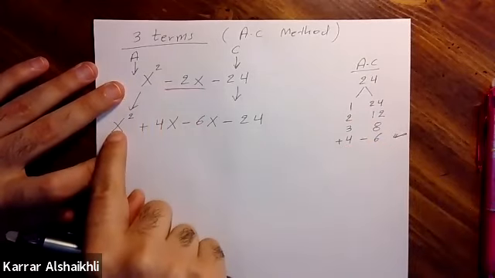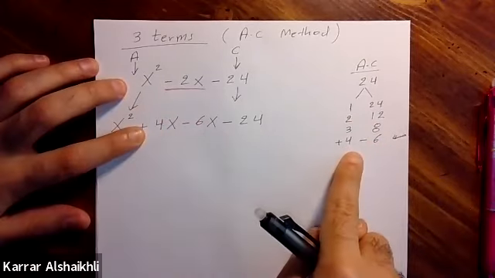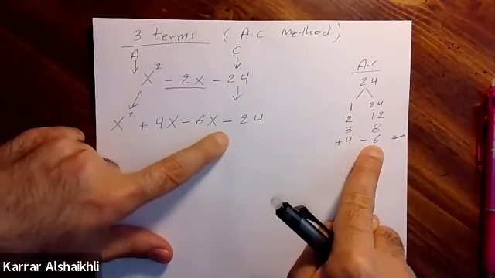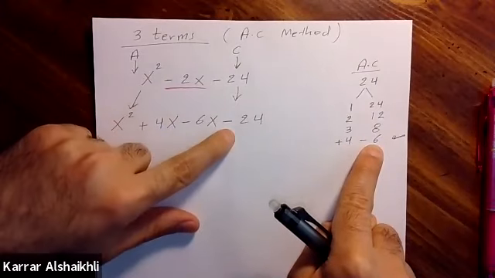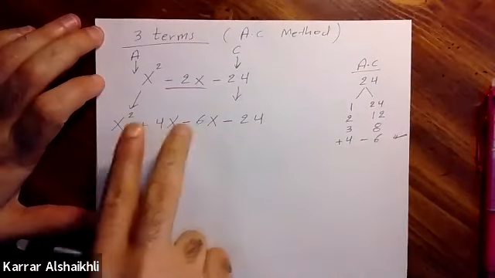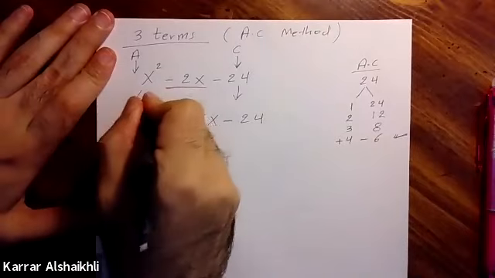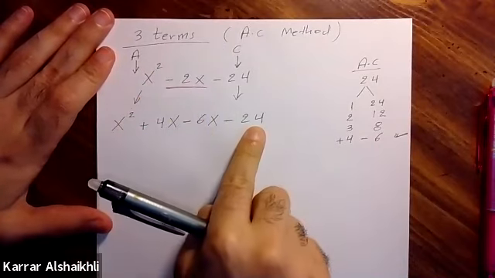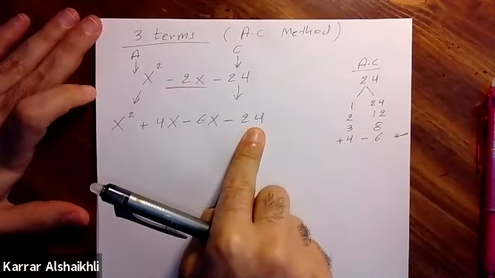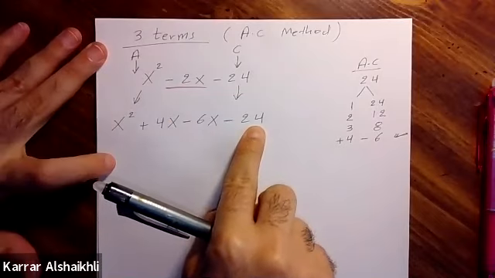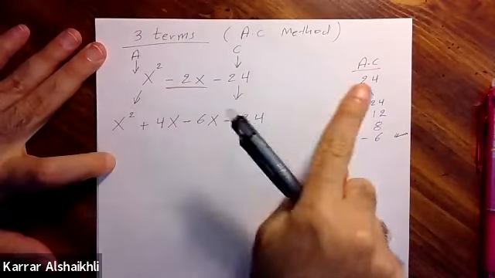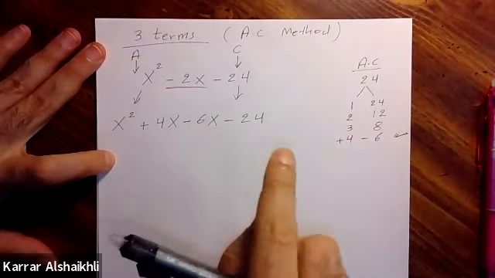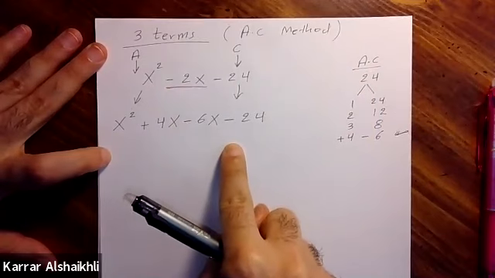So I'm going to write down the x squared plus 4x minus 6x minus 24. Now, how many terms do we have here? We have now 4 terms. 1, 2, 3, 4. So I'm going to use exactly the factor by grouping. So these are the only extra steps. When you get 4 terms, you're going to do exactly the same method, factor by grouping.